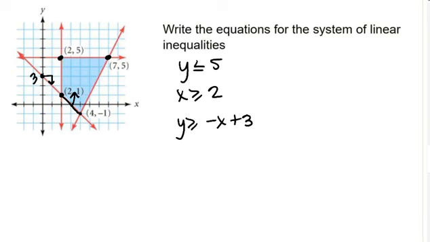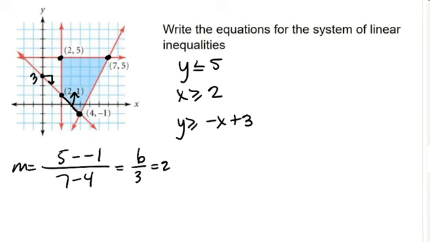And then the last one, it's going to be the line that goes through the points 4, negative 1, and 7, 5. So I need to calculate a slope. So 5 minus negative 1 over 7 minus 4 is equal to 6 over 3, which is 2.